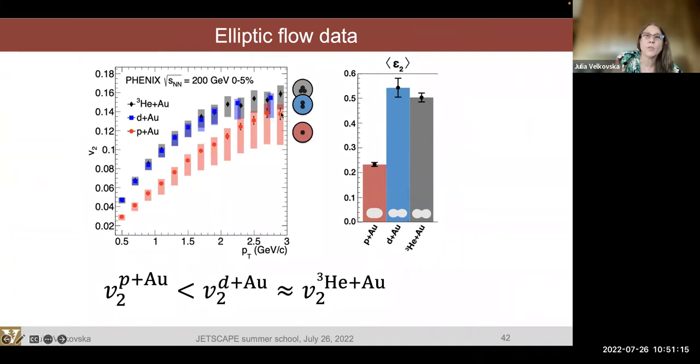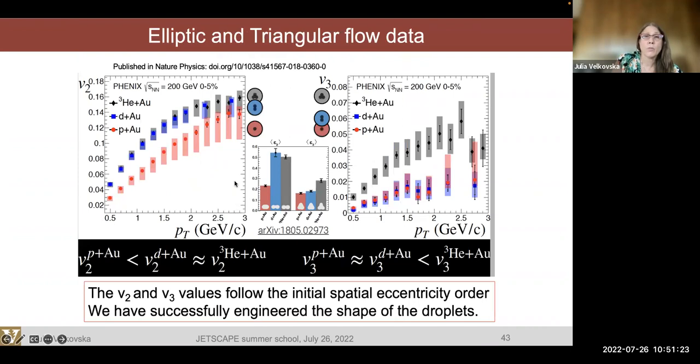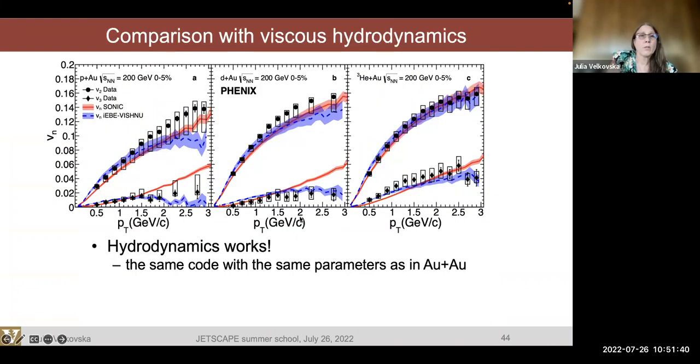So these are the v2 measurements, again, corresponding in hierarchy to the predictions based on the initial geometry. And the v3 measurements show the largest signal in helium-3-gold and smallest signals in p-gold and d-gold. Comparing these results to two hydrodynamic calculations gives a pretty good description of the system. Again, these are the same parameters as in gold-gold collisions. So it looks like you can describe small systems with very similar parameters for the quark-gluon plasma being formed.